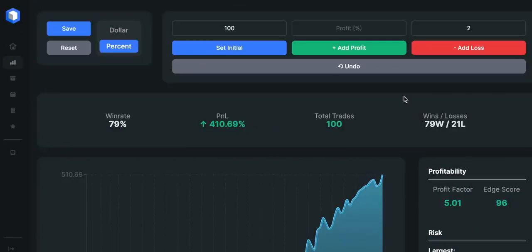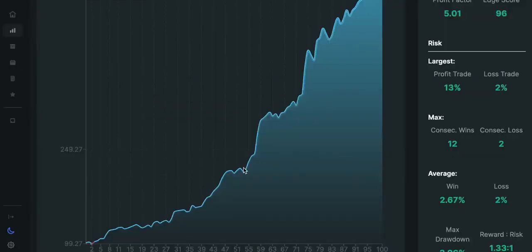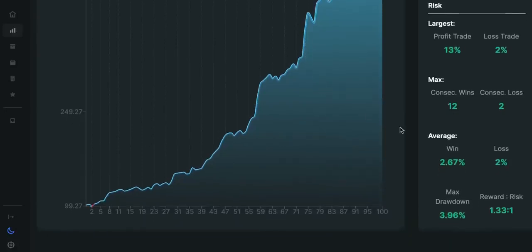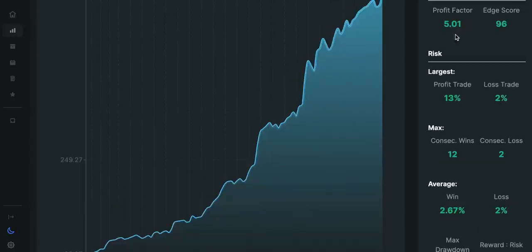We started our account size with $100. The profit and loss is 410.69%. The equity curve is very stable, no serious drawdowns at all. The maximum drawdown was actually 3.96%, which is definitely really good for a 15-minute scalping strategy. The profit factor is 5.81 and we had 12 consecutive wins against 2 consecutive losses. So overall I'll give the strategy a score of 10 out of 10.